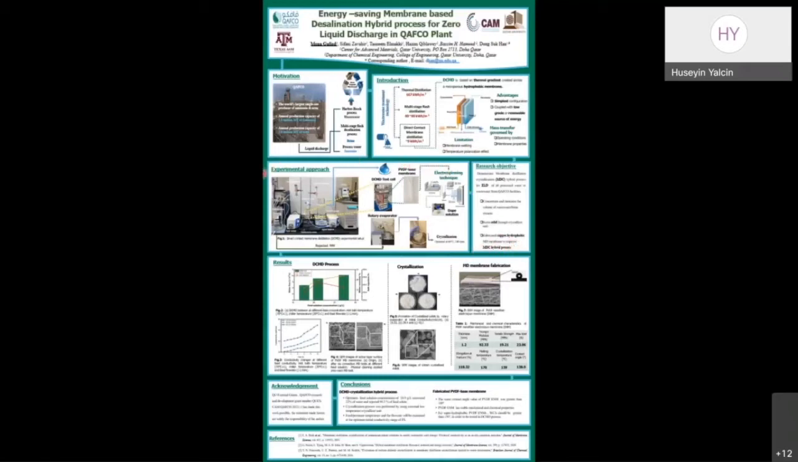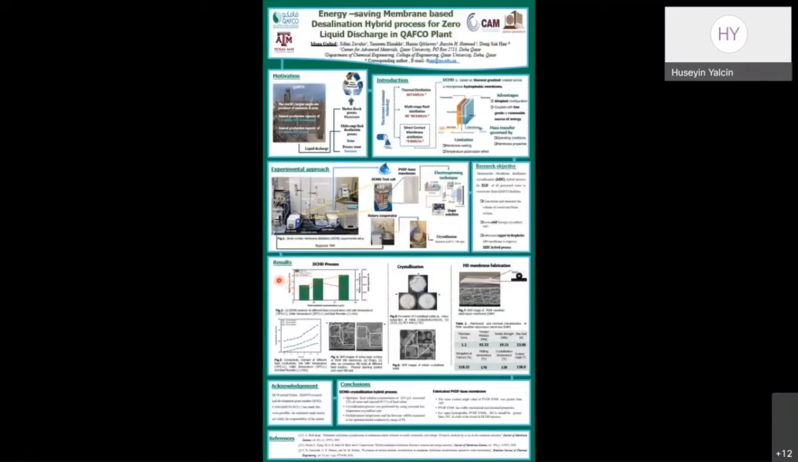Moving to the experimental section, here is our DCMD experimental setup. As you can see, here is the DCMD test cell where we place our membrane. After we perform the DCMD process, for the external crystallizer unit, we use a rotary evaporator to crystallize the supersaturated rejected water. And for the fabrication of the membrane, we use an electrospinning technique.